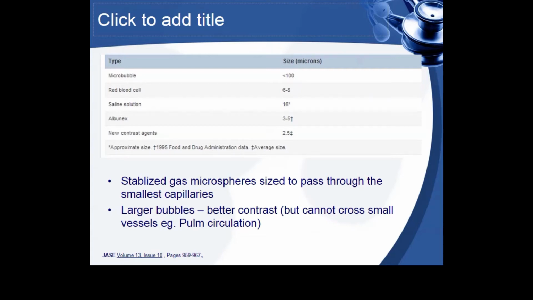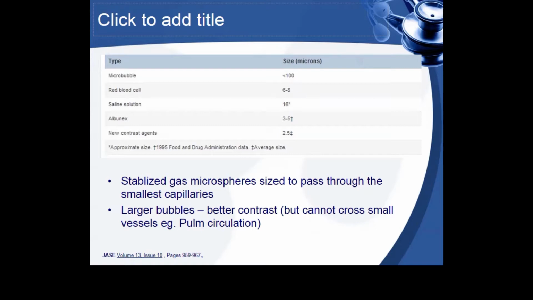So I just want to really quickly go over the concept of microbubbles, because these are the class of agents that we use to opacify the heart, with either a bubble study or a Definity study. A microbubble is a bubble, essentially, that's under 100 microns.